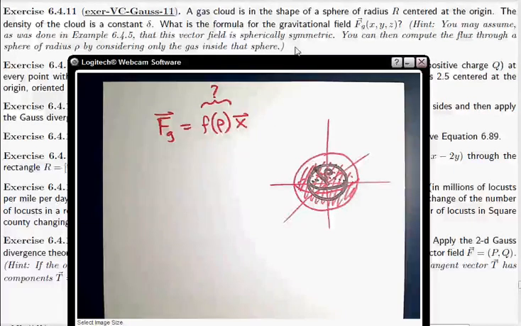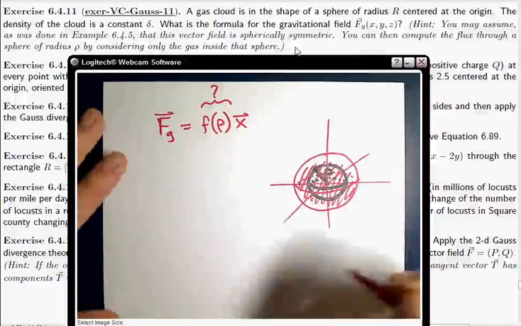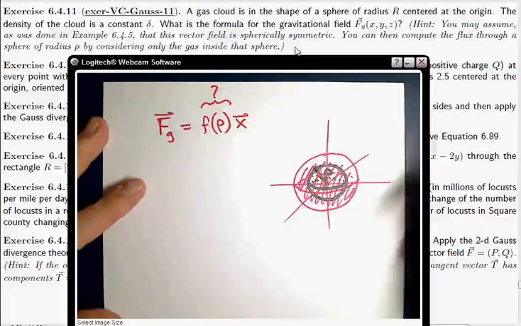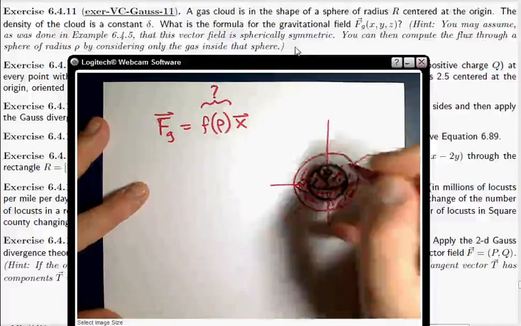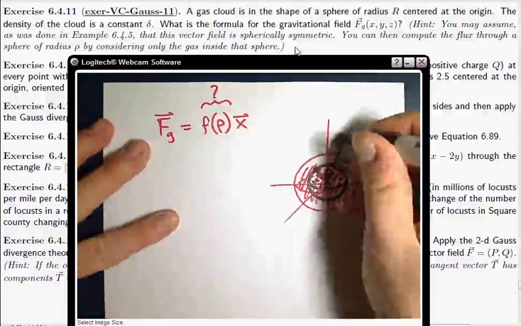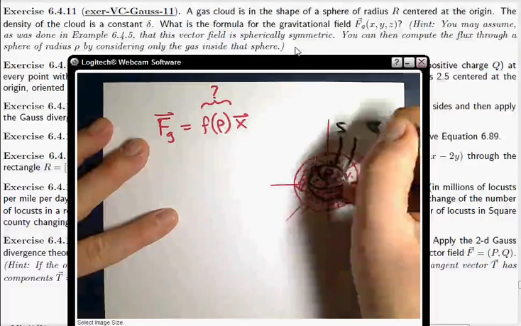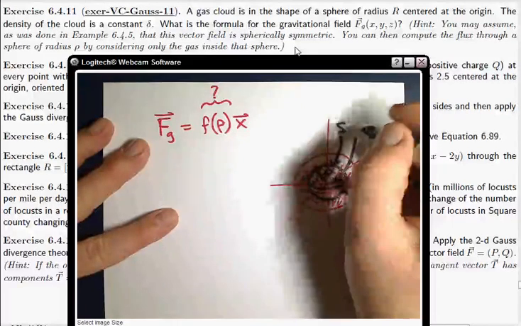We're going to do this two different ways, as is very often the case in math and physics problems. I like to call them bank shots, and this is going to be a kind of mathematical bank shot. We're going to compute the gravitational field first by computing flux. Let's call that surface S, and the solid on the inside we'll call B for ball.